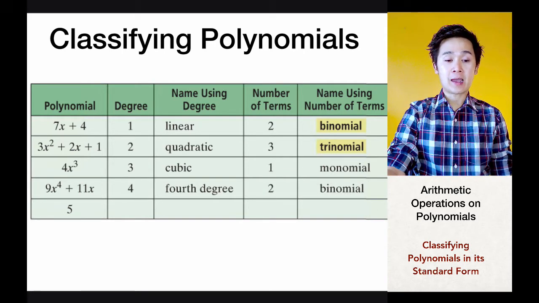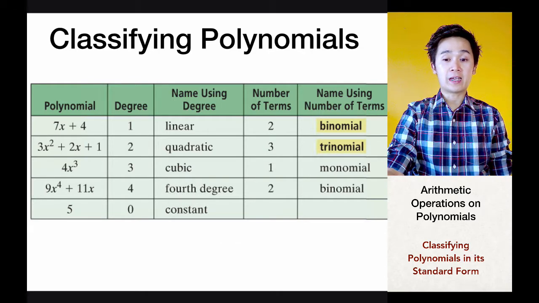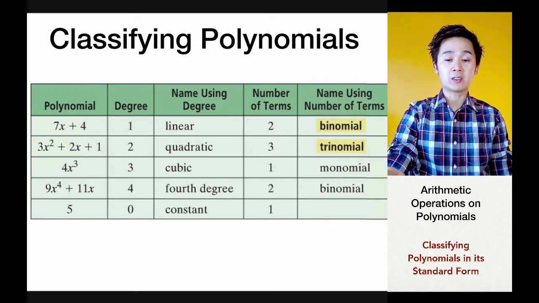And for the last example, we have 5, which means its highest exponent is 0, because any constant will have a variable raised to 0, and we know in the law of exponents that any number raised to 0 is equal to 1, and 5 times 1 is simply 5. So its degree is 0, and we will call it a constant. And since it only has one term, we will call it a monomial.